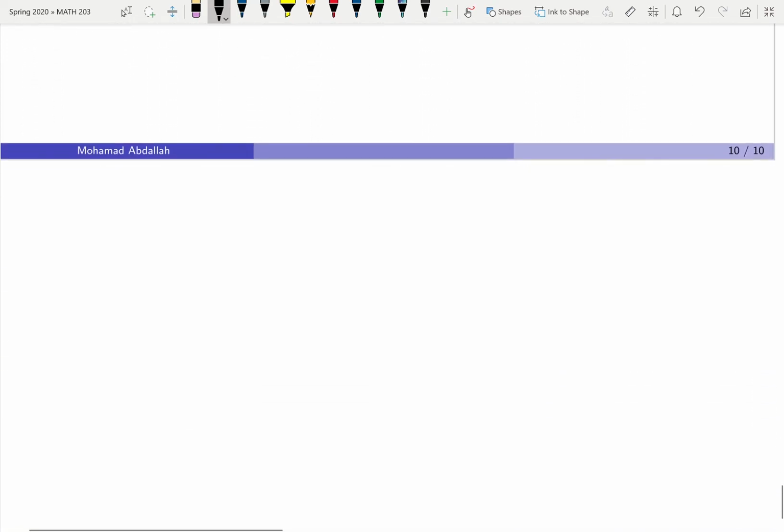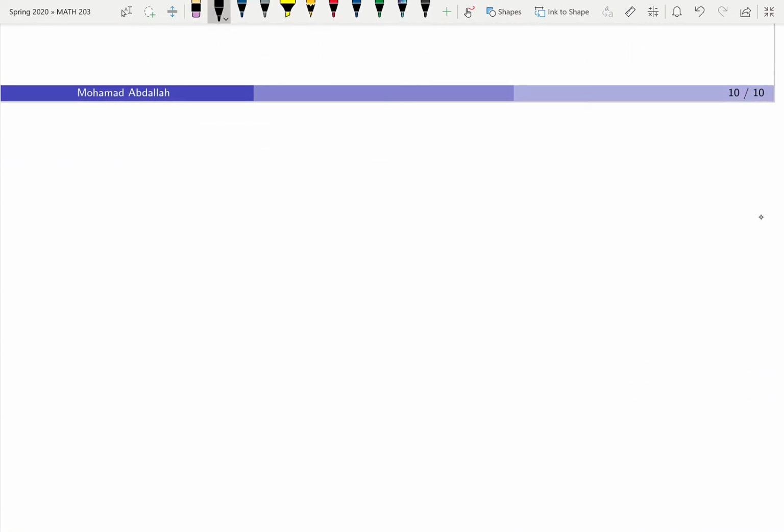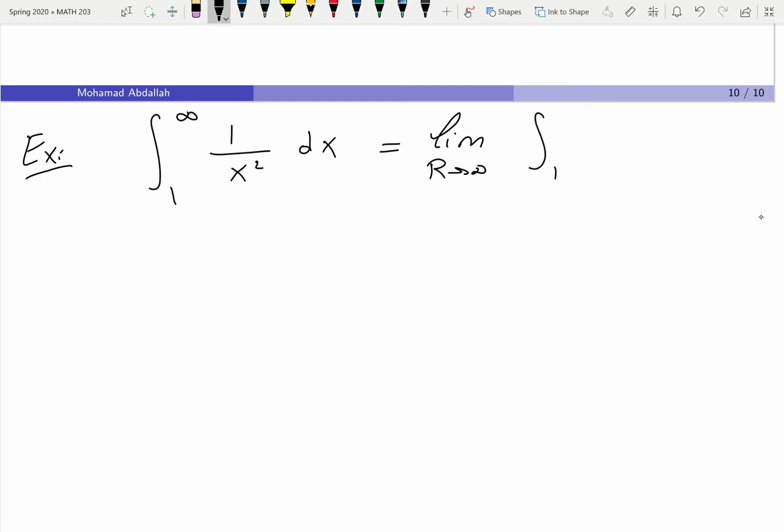Now we can consider another example. Suppose that I have the integral from 1 to infinity of 1 over x squared dx. Now again, by the definition, so here's another example. This is equal to the limit, remember, this function is continuous over the interval 1 to infinity. So this is the limit when r goes to infinity of the integral from 1 to r of 1 over x squared dx.